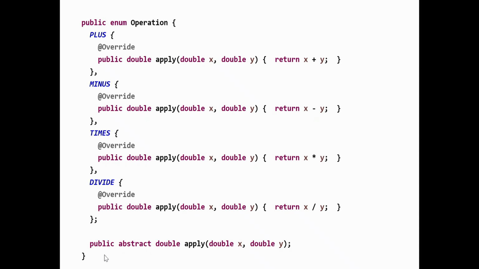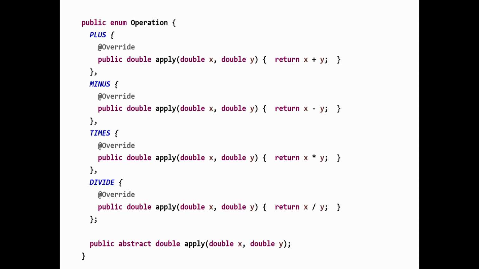Now, down here, you see there's a method called apply. Apply takes in x and y. For plus, you just add the two values. For minus, you just subtract x and y. Times, you multiply x and y. And divide, you divide x and y. In other words, apply simply applies the operation to the two arguments and returns the value.